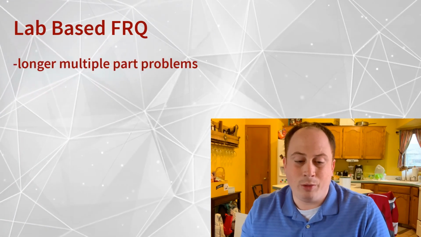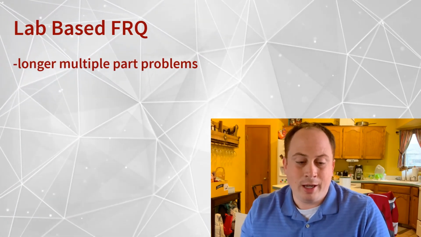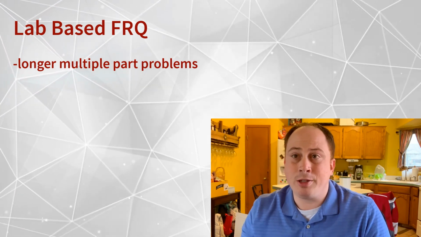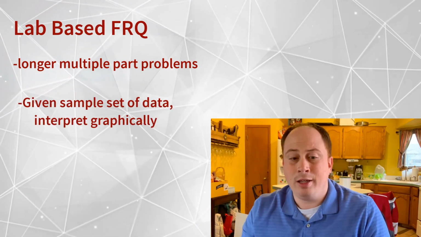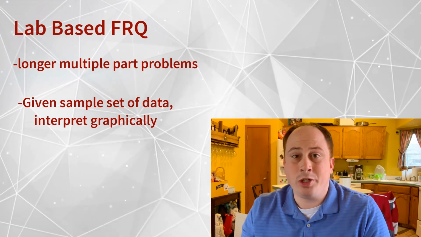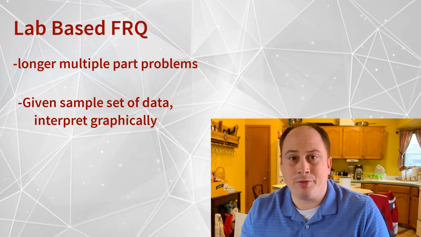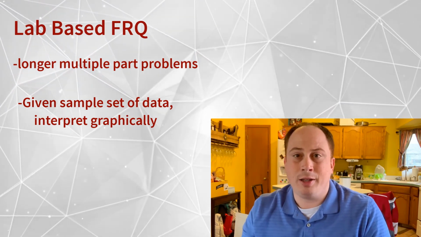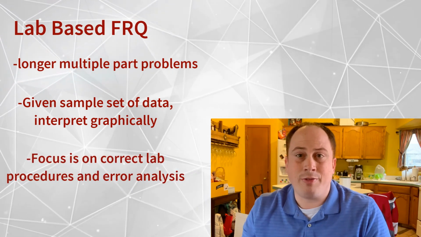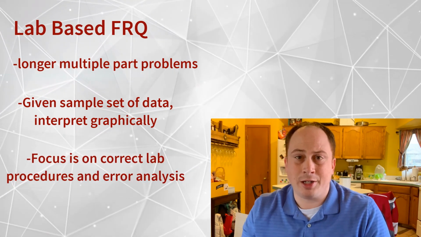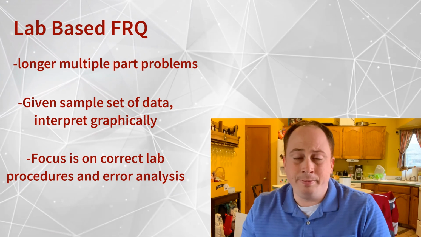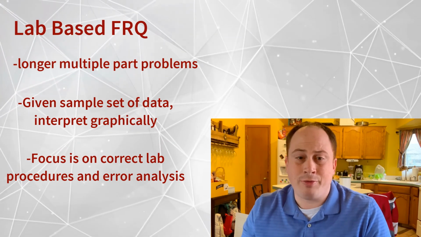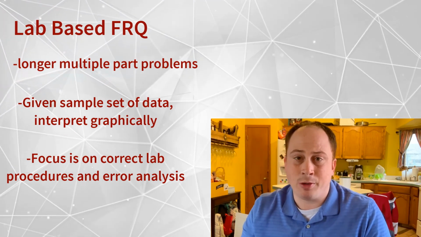The first question type is a lab-based question. Those are typically longer and they're worth like 12 points apiece. In the lab-based question, they give you a sample set of data, and then they ask you to usually graph or make interpretations from the data set. Typically, they'll have some derivations or follow-ups that you'll have to do with that data. So that's one of the more involved types of free response questions, the lab-based question.